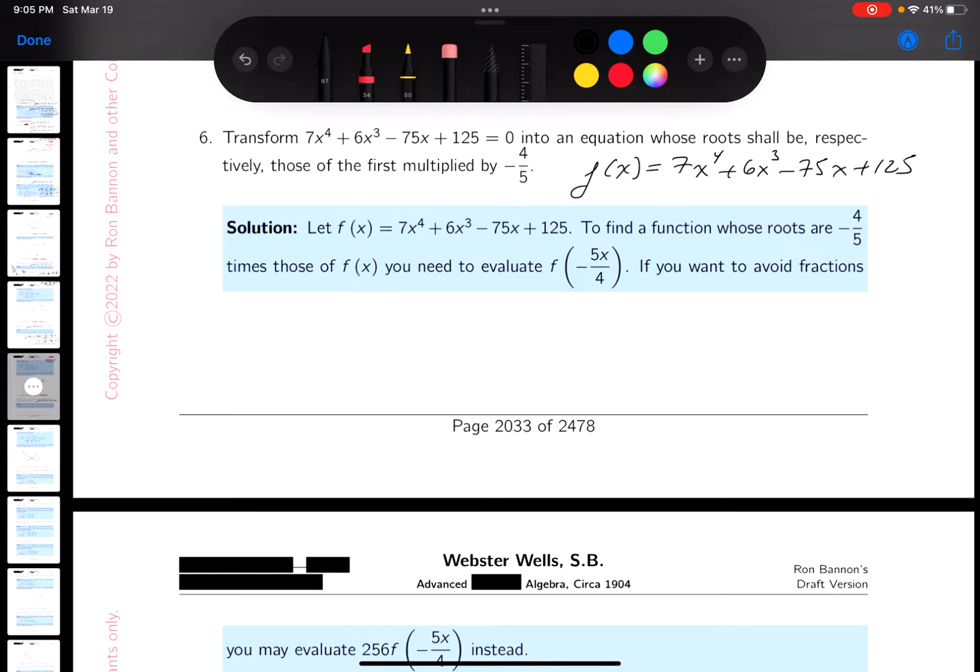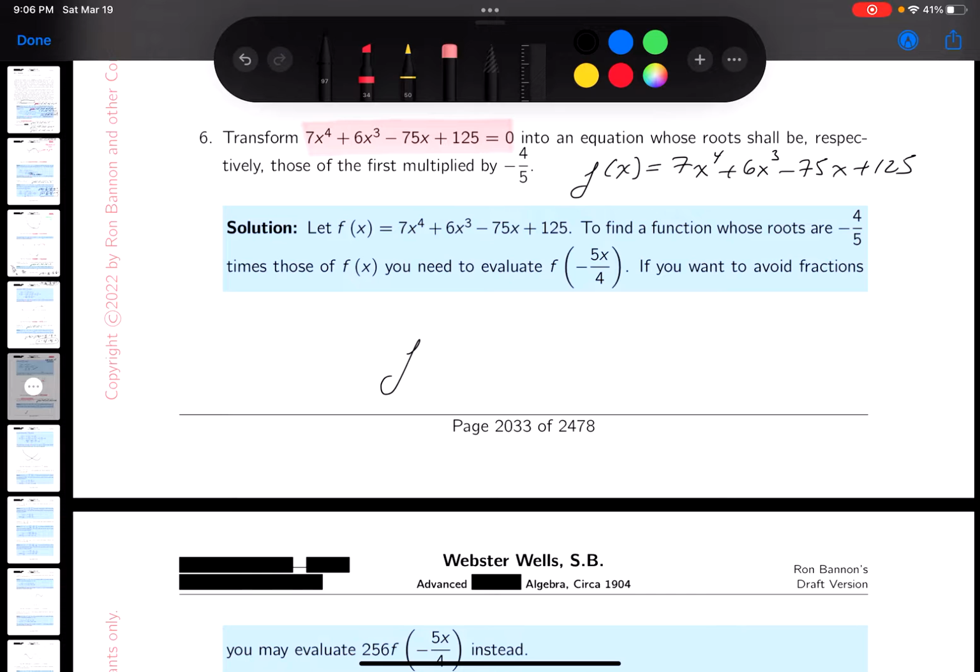Well, transform it into an equation. And again, I want to point out, this is the equation they're talking about. I'm just writing a function of x, makes it easy to transform it. They want to transform into an equation whose roots shall be, respectively, those of the first multiplied by minus 4/5. Well, fairly easy to write down.